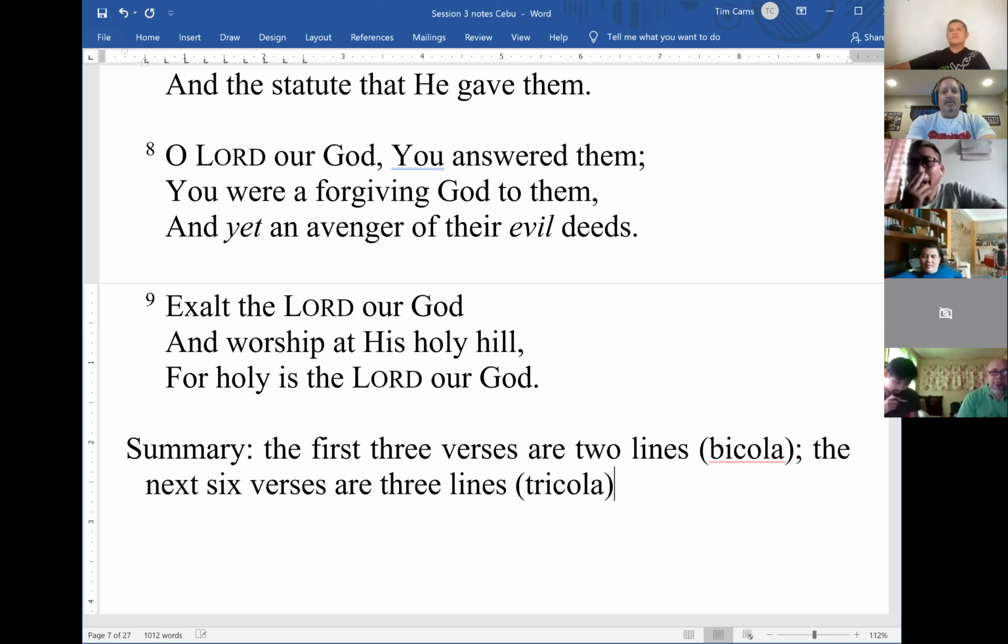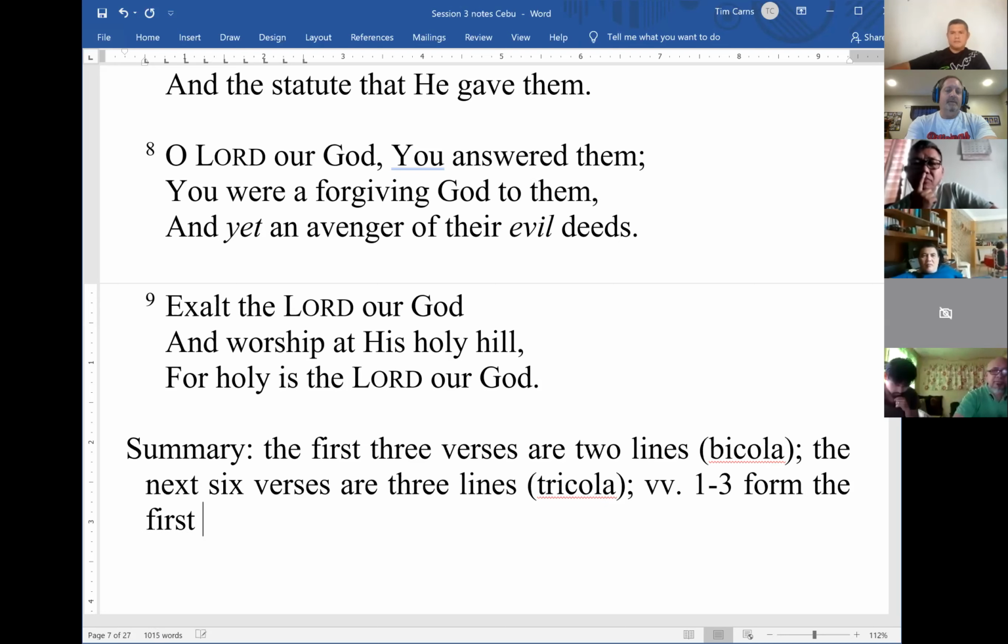Okay. So this may have been intentional by the author, that he intended to do three lines, because remember, verses 1 to 3 form the first stanza. So perhaps he was trying to intentionally distinguish those first three verses. We can't know for sure, but that's a possibility. Clearly there's a pattern. The first three verses are two lines, and then the last six verses are three lines.